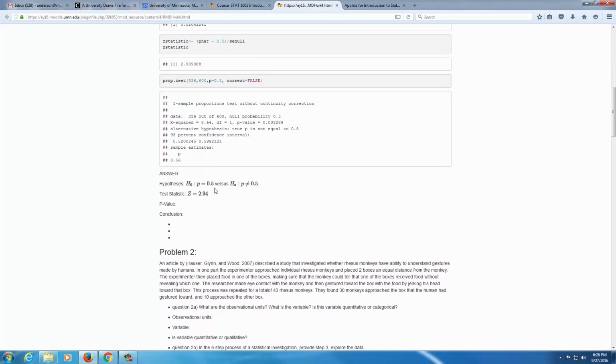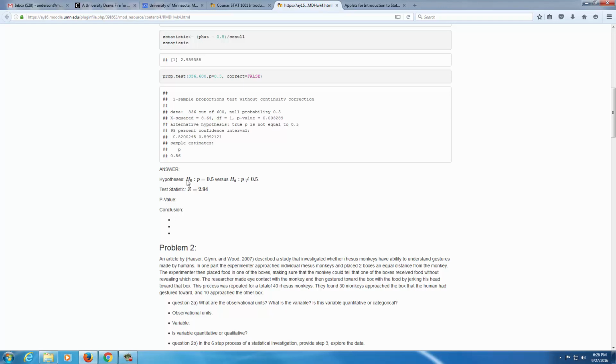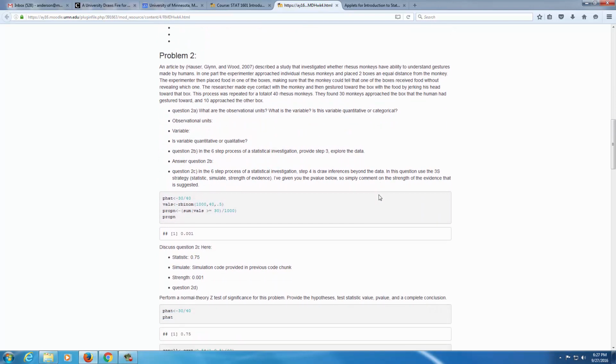And so to give your answer, I've already provided the hypotheses and the test statistic. It would be up to you to use the p-value either here from the command or look up the p-value appropriately in table A, remembering that the p-value needs to be from a two-sided test because this alternative hypothesis is two-sided. So that would be an important consideration. And then the main thing I'm looking for here is the conclusion, that you use the conclusion language as we've been discussing in class. Moving on to problem 2.